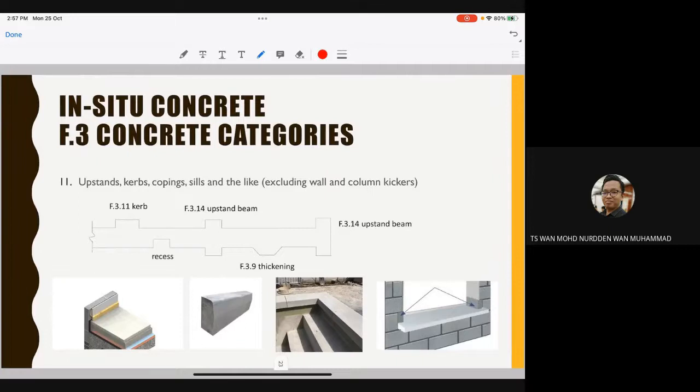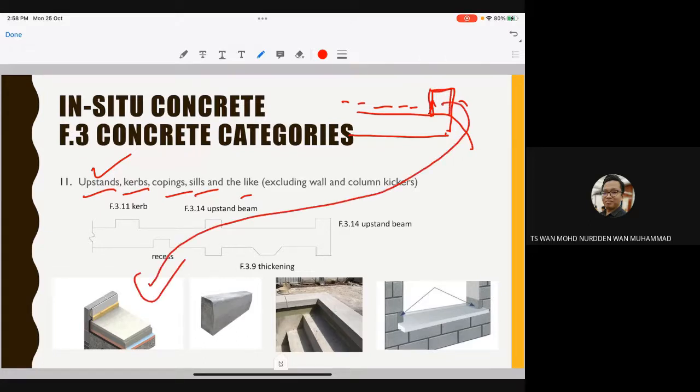Okay, number 11. Upstand, curb, coping, sills and the like, excluding wall and column kickers. Apa maksud dia? Upstand saya rasa tahulah. Upstand ni yang kat ujung, kalau kita konkrit, kat ujung tu ada upstand, yang mana dia tinggi sikit. Tujuan this upstand is actually to avoid water from overflow lah. Kalau air hujan ataupun any kind of water, dia tak flow ke bawah directly lah. So dia akan pergi ke longkang-longkang lah. So this will be the upstand.